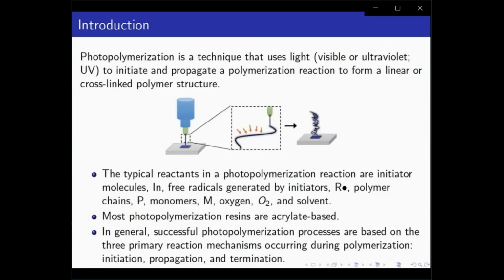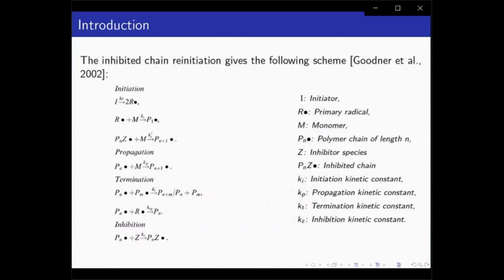The typical reactants in the photopolymerization reaction are the initiator molecules, free radicals generated by initiators, polymer chains, monomers, oxygen, and solvent. Most photopolymerization resins are acrylate-based, which implies kinetics of the free radical polymerization type. And in general, successful photopolymerization processes are based on 3 primary reaction mechanisms. These mechanisms are initiation, propagation, and termination. A typical photopolymerization process can be shown by the Goodner scheme, and based on this scheme, we build our photopolymerization model.